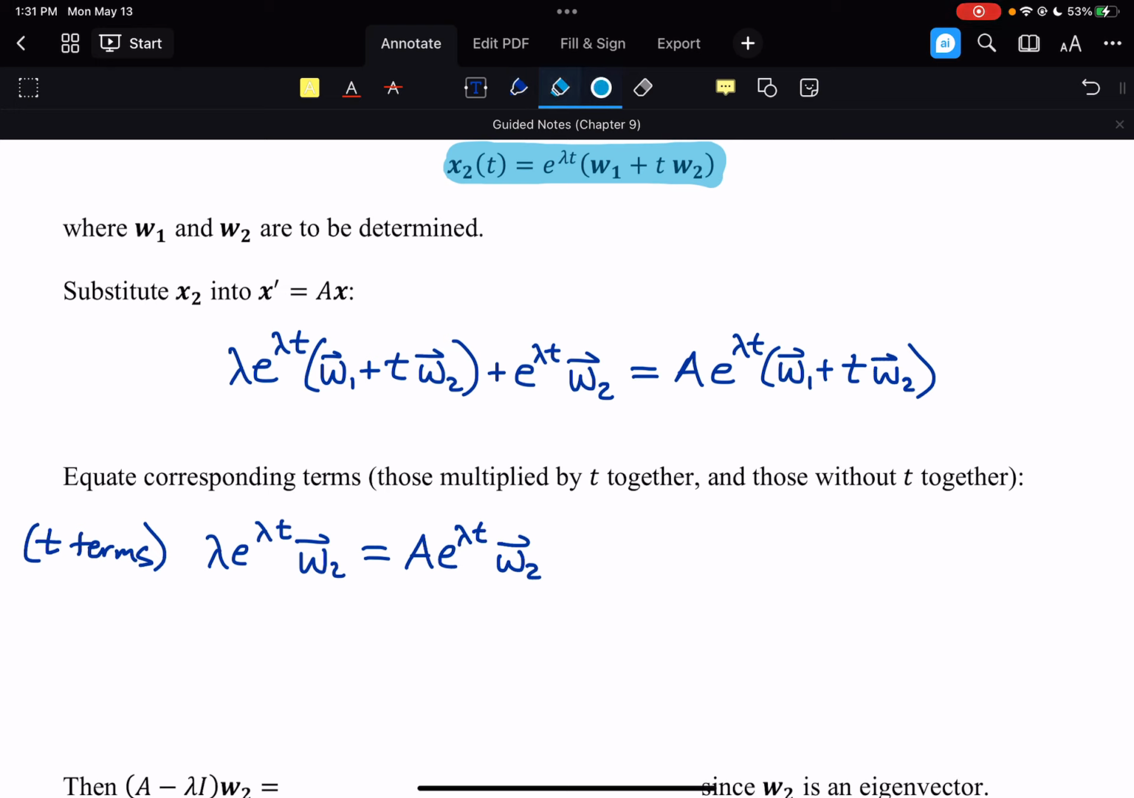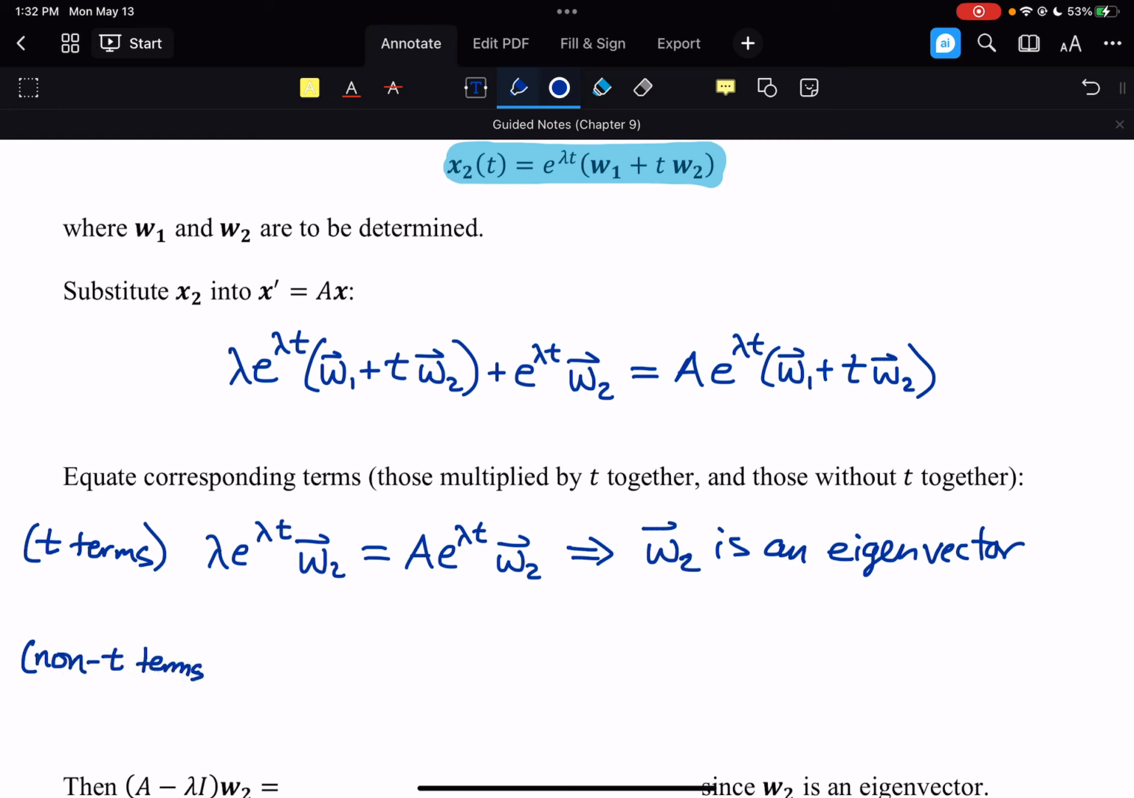If you look at the relationship that they have here, e to the lambda t is the same in both. You could even technically divide that away because we know it will never be 0. And you're left with lambda w2 equals A w2. That relationship tells us that w2 is an eigenvector. Okay, so w2 is an eigenvector. It'll either be the same eigenvector that we saw before or some multiple of it, right? It'll have the same form as the eigenvector above. So that's what happens when we equate the t terms.